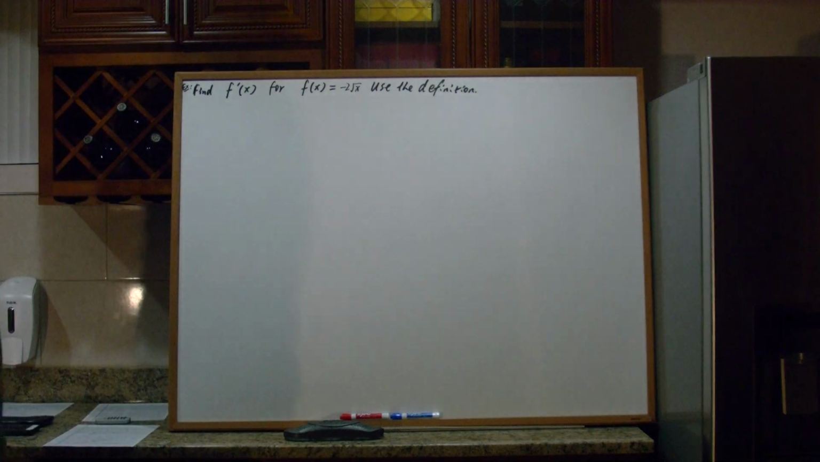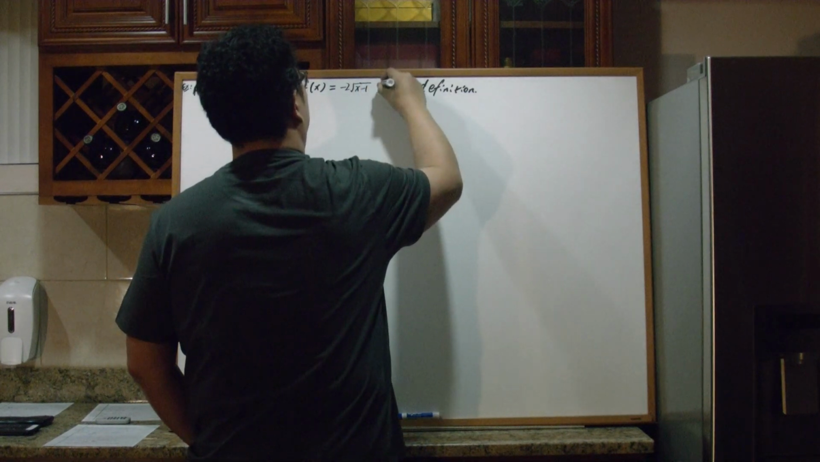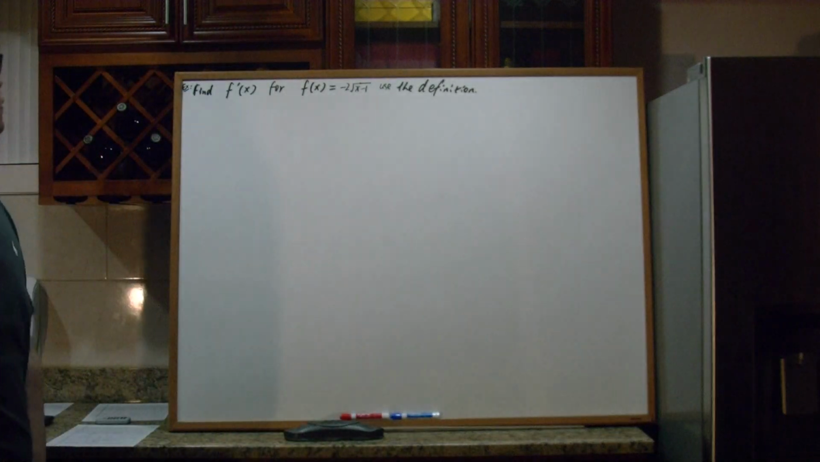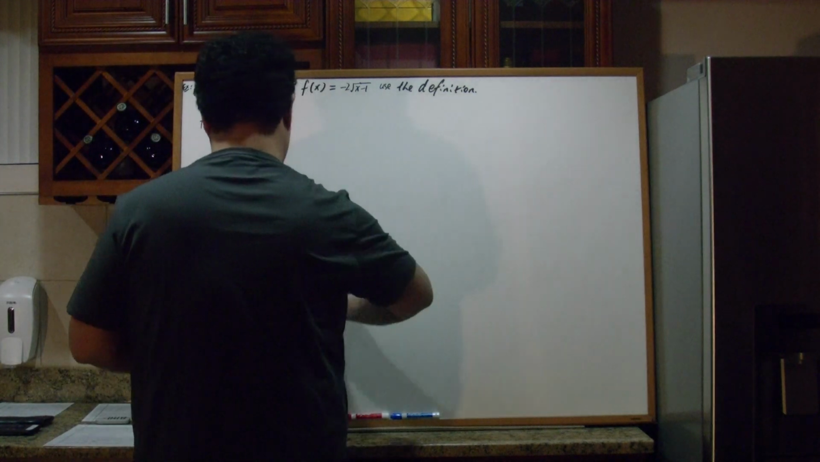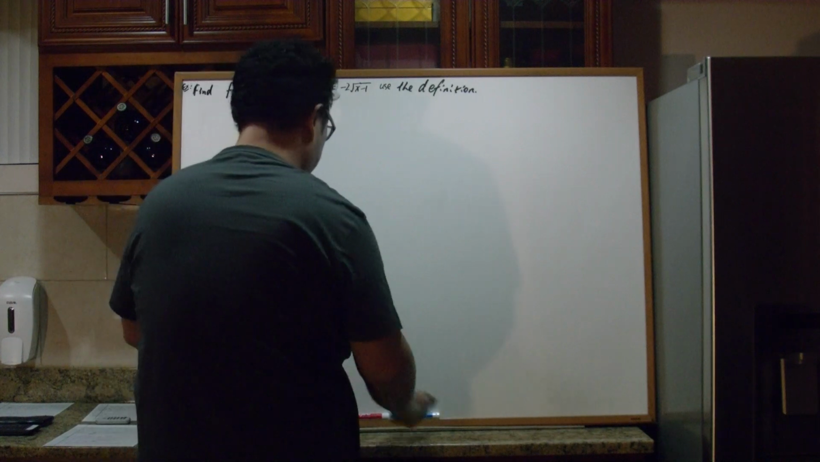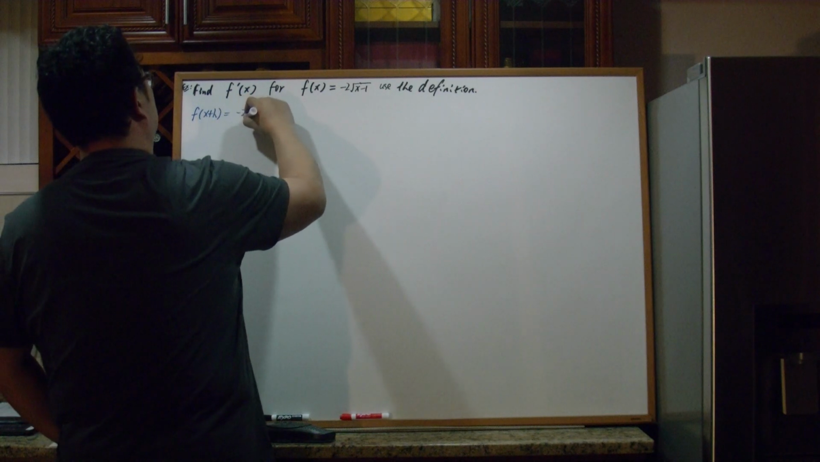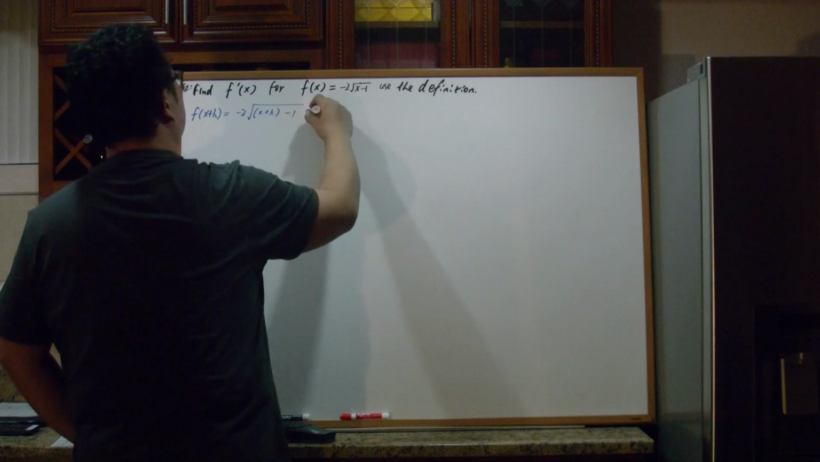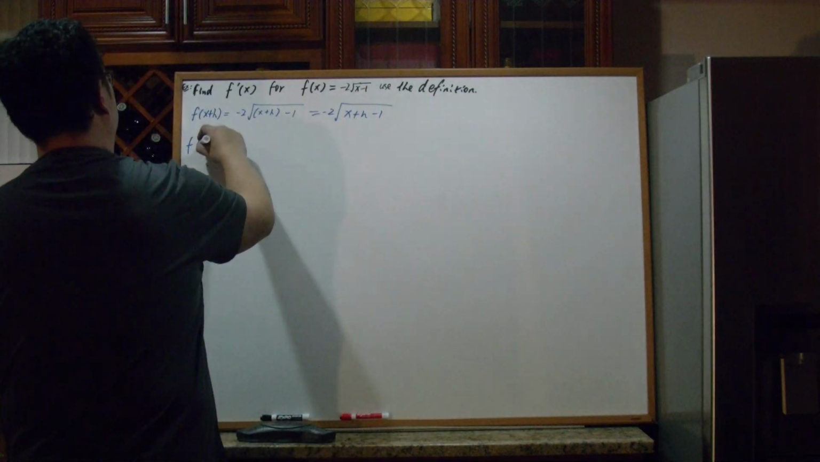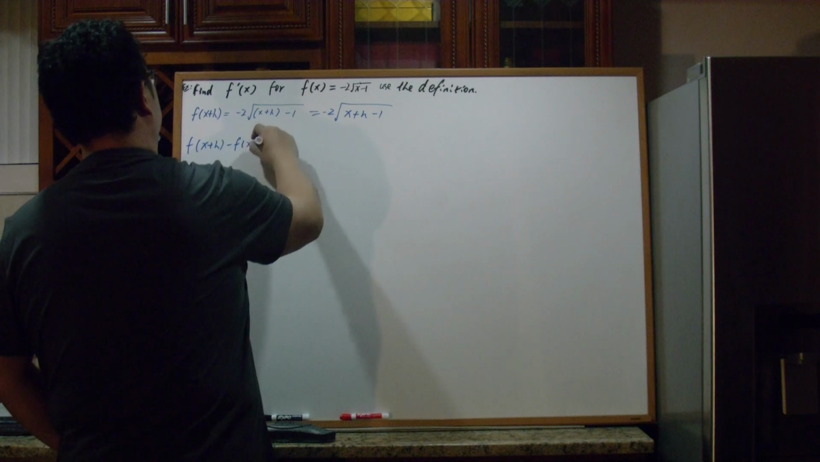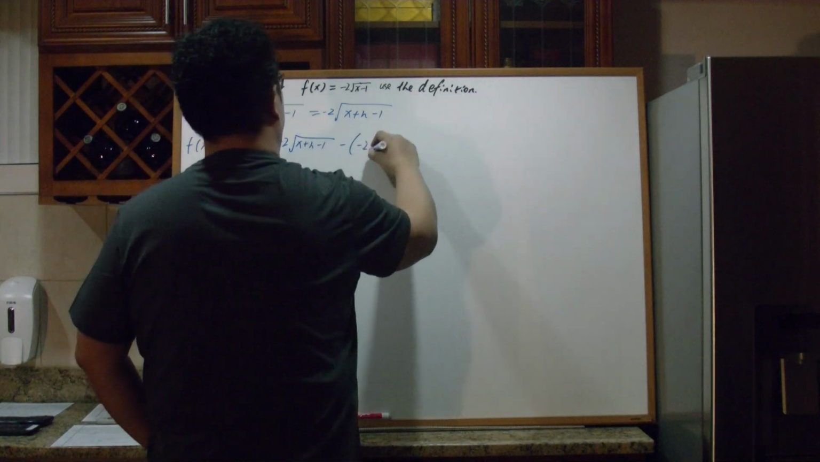Negative 2 radical x, or let's say negative 2 radical x minus 1. Right, similarly, if we break down into steps, what we could do is f of x plus h, negative 2 radical x plus h minus 1, nothing happens. F of x plus h minus f of x, that's negative 2 radical x plus h minus 1 minus negative 2 radical x minus 1.